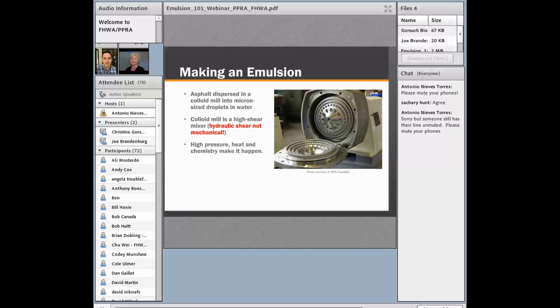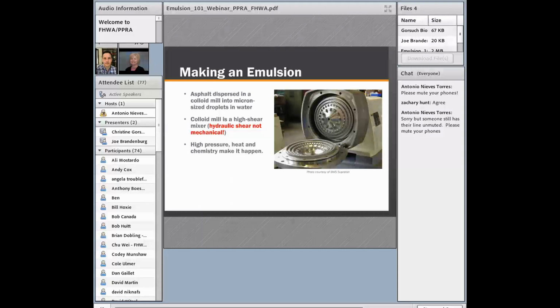But all of the shear takes place in this mill, and by shear, I mean hydraulic shear. When we think about shear, we think about scissors, where we're cutting paper, or we're shearing hair to get our hair cut. Well, there are what we call teeth, and hopefully you can see from this picture that we have rings of teeth. These teeth actually are the mechanism that shears the asphalt into small droplets, but it's hydraulic shear.